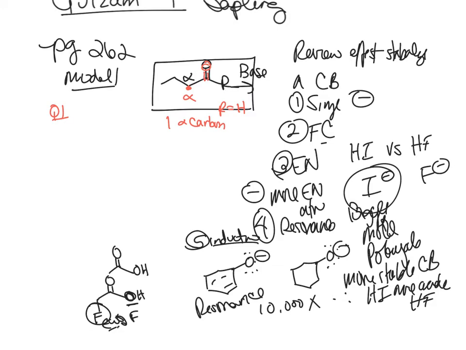Now if this is a ketone, the question is how many alpha carbons? So this would be an alpha carbon and this would be an alpha carbon. So that would be 2. That was a ketone. Label all remaining carbon atoms beta, gamma, delta. So this is beta, and this is gamma. If we had another one, it'd be delta.